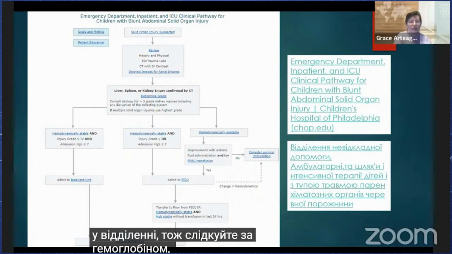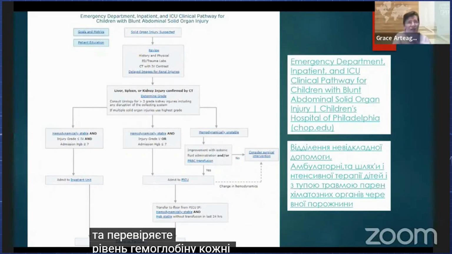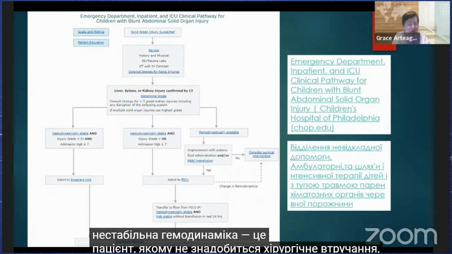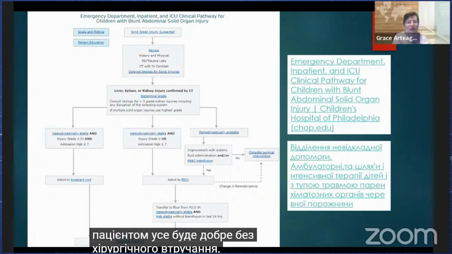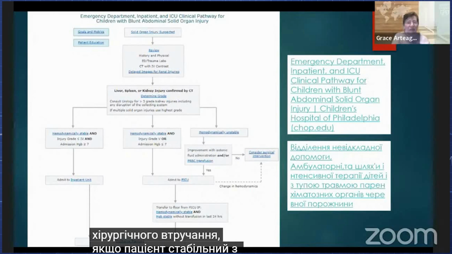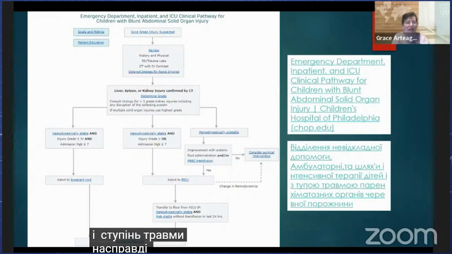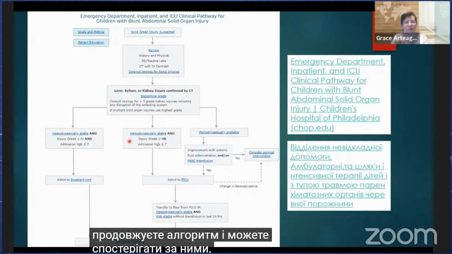So you keep an eye on the hemoglobin. If the hemoglobin is greater than 7, you get them into the unit and you watch them with hemoglobin levels every 6 hours. And if they do not bleed, if they don't show any instability in their hemodynamics, that's a patient that will not require surgery. After 48 hours, you can easily say the patient is going to be fine without surgery. If the patient is hemodynamically stable, and we're in the middle of the algorithm right now, and the injury grade is actually high, or if the hemoglobin is less than 7, right there, then you keep going in the algorithm and you can watch them.